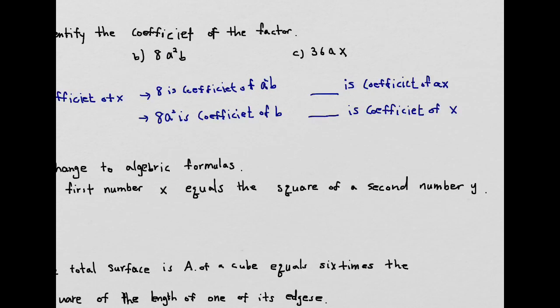For the same reason, if we're looking at example C, 36 times A times X, what will be the coefficient of AX? The value in front of AX becomes the coefficient of AX. That's going to be 36. And then what will be the coefficient of X in the same problem? The value in front of X. So that's going to be 36A.